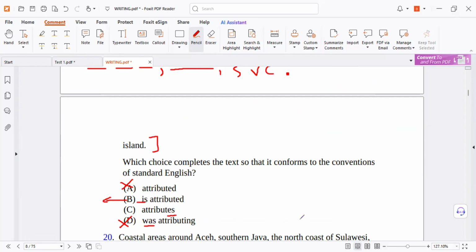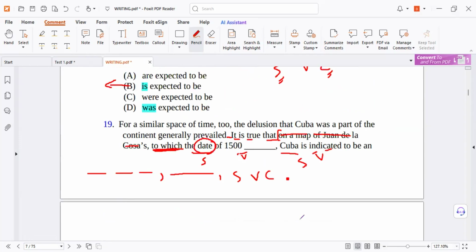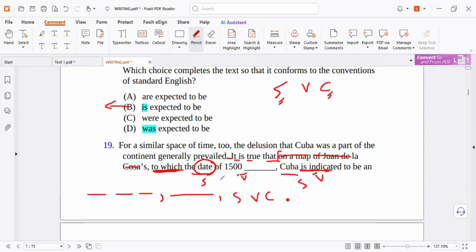This way, we are confident that it's correct. And already here, this one, but don't tell me it's parallelism, "is indicated, is attributed". No, the meaning. Can I say date attributes? Yes. But how does a date attribute something? The date is attributed to it. So the date is attributed to it.